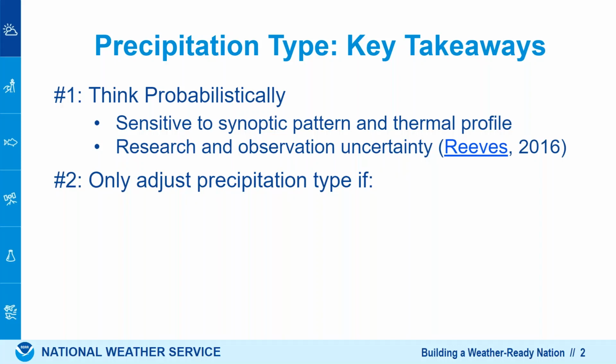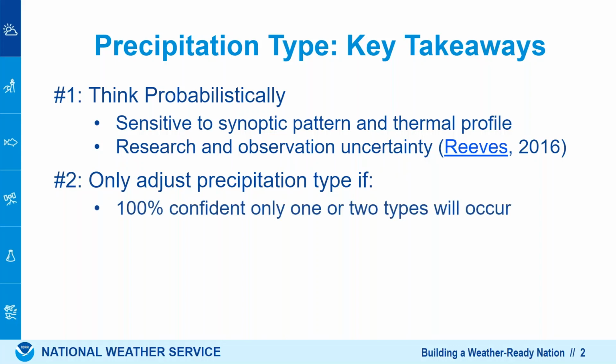So as we get into modifying probability of weather type, I would suggest only a couple different scenarios. One is that you're confident only one or two types will occur. Think rain, snow, for example. Or, a type will not occur. For example, freezing rain.